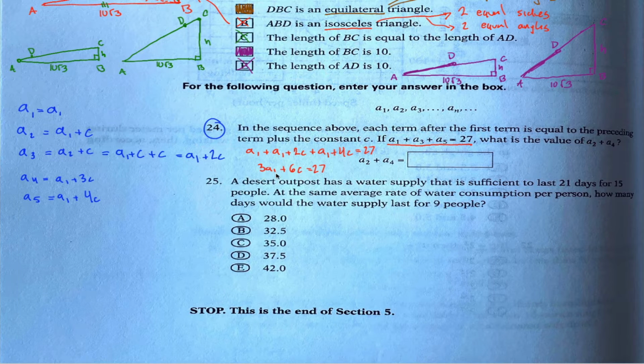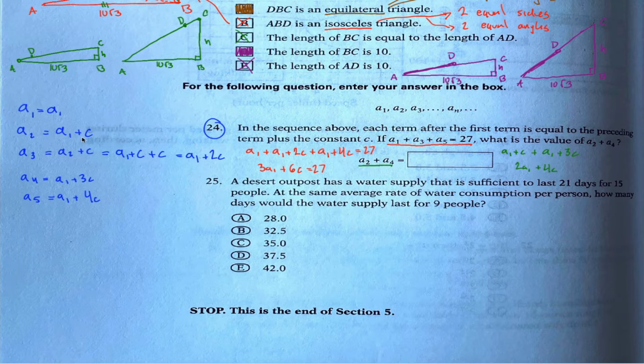Uh-oh, there's a problem. I have 2 unknowns, A1 and c. I can't solve for A1, nor can I solve for c. That's okay, you don't need to. We're not asked for A1, nor are we asked for c. We're asked for A2 plus A4. And using our little cheat sheet over here, we know that A2 is A1 plus c, and A4 is A1 plus 3c. So over here we have 2 of these A1s, and we have 4 of these c's. We know that 3 of these A1s and 6 of these c's is 27. Can we figure out what 2 of these A1s plus 4 of these c's are?